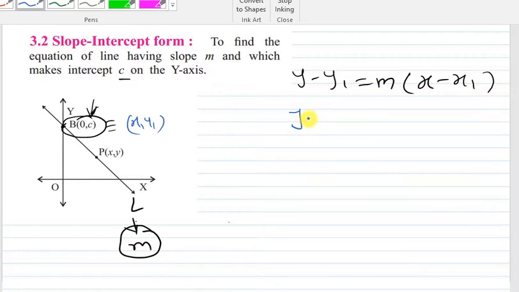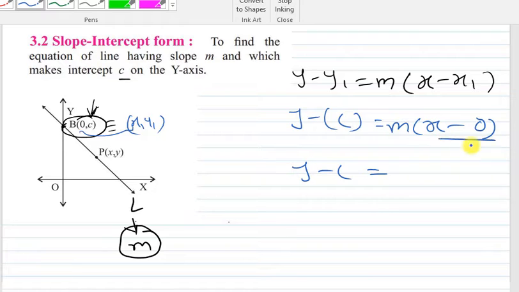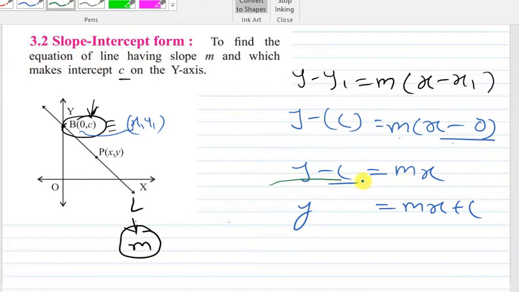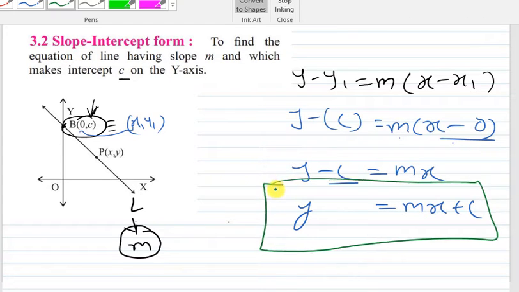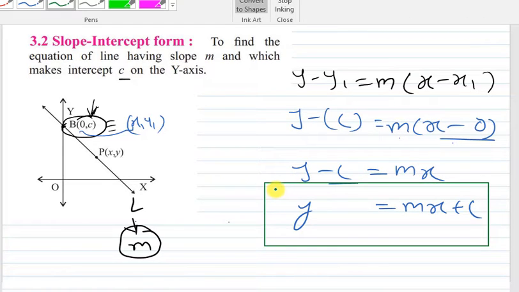So the equation will become y minus y1 is your point c, m is the slope, x minus x1 is 0. Now what you will get? y minus c equals x minus 0 will be x, m into x. Now shift the c to the right hand side. What you will get? y equals mx plus c. So this is our equation of line when slope of the line and y-intercept of the line is given.